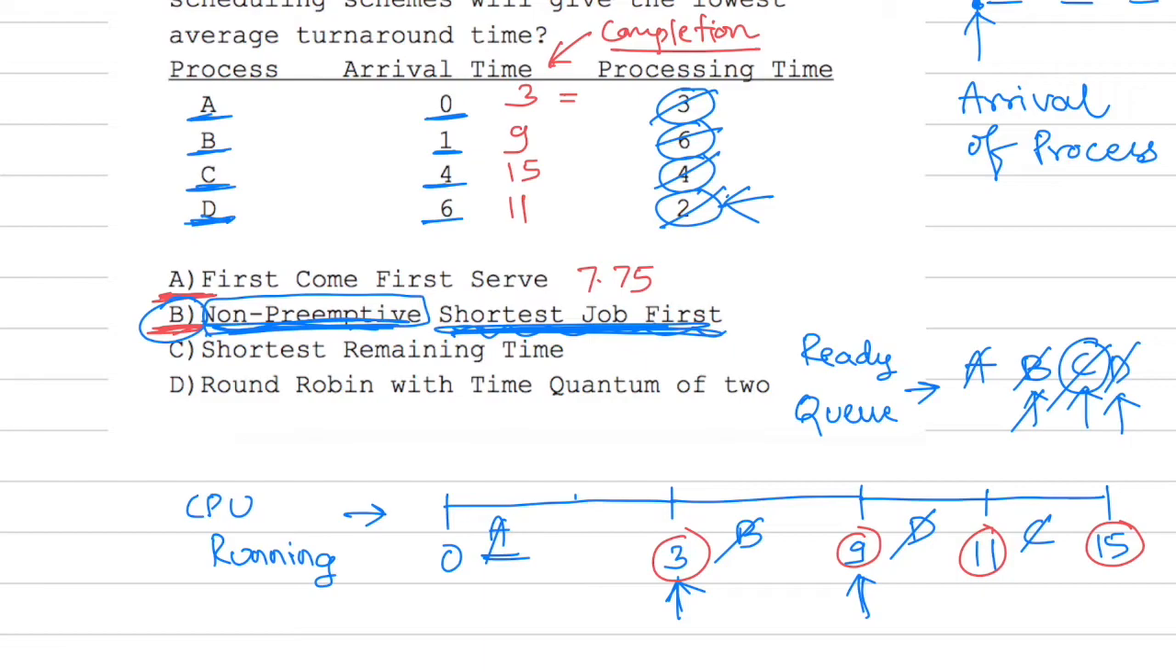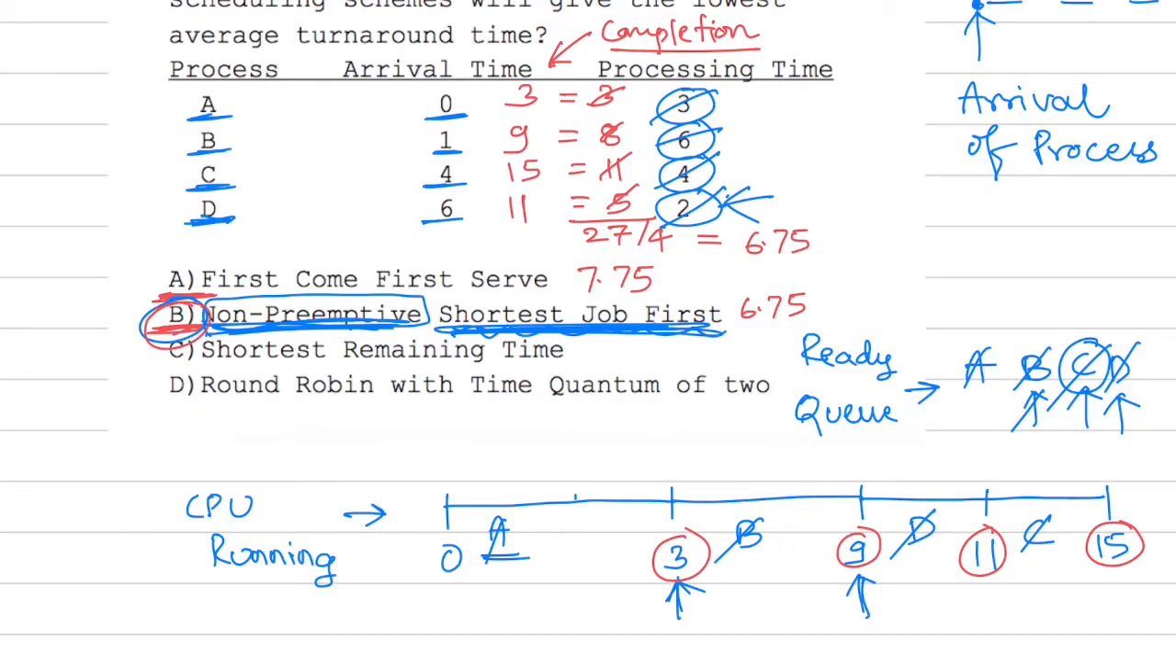Now let's calculate the turnaround times. The turnaround time is the difference: 3, 9 minus 1 is 8, 15 minus 4 is 11, and 11 minus 6 is again 5. So the total is 11 and 5, 16, 16 and 8 is 24, 24 and 3 is 27. Yes, 27 divided by 4 is 6.75. So 6.75 becomes the average turnaround time for option B.